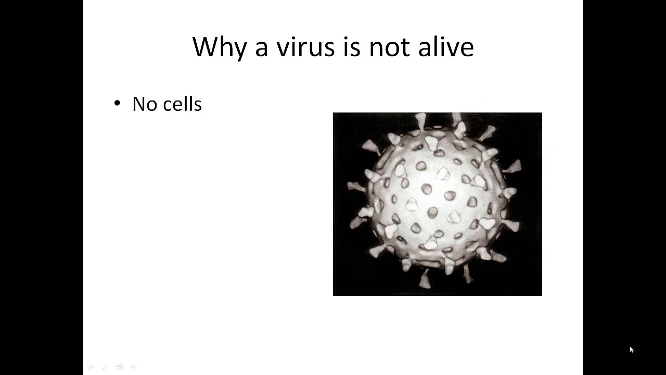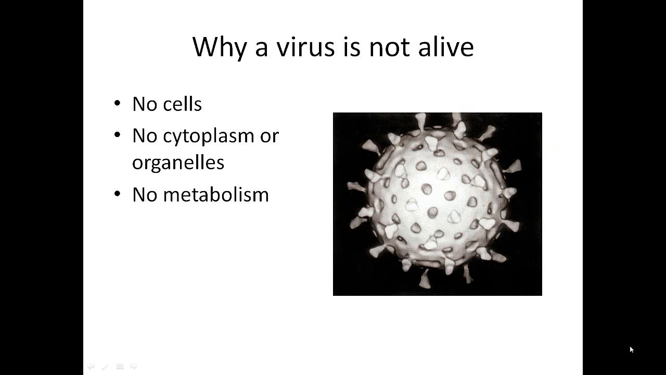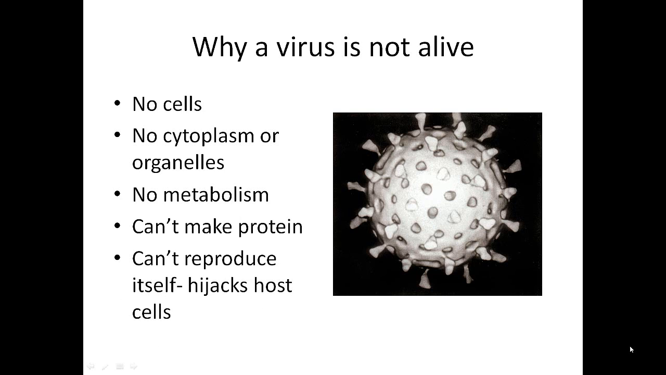First of all, they're not made out of cells. They're not made out of cytoplasm or organelles. All they have is protein, DNA or RNA, and sometimes a membrane, but they steal it from their host. Because they're not alive, they don't have a metabolism, so they don't need to break down food to get energy from it. They can't make their own proteins, so they're made out of protein, but they can't make it. What they do is they hijack the host cell's machinery, and the host makes it for them.